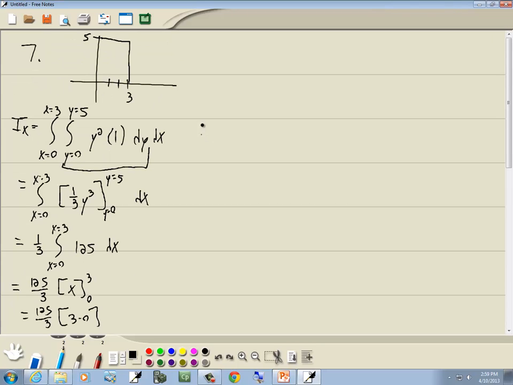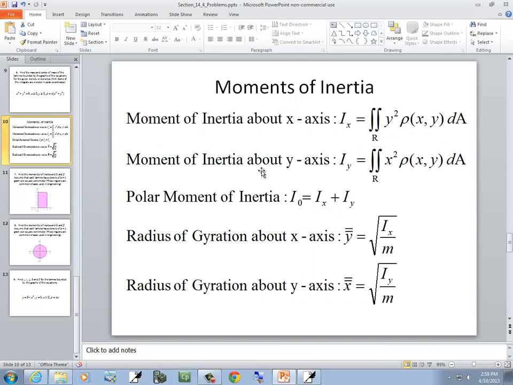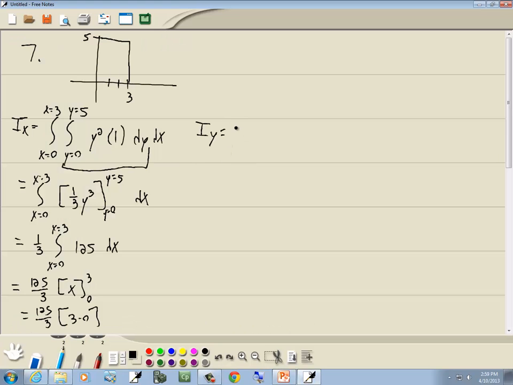Now you'll find that here we're finding the inertia with respect to x, so we put a y squared in here. If we're finding the other one with respect to y, you put an x squared in there. So it kind of flows. So this one, same region of integration, x equals 0 to x equals 3, and y equals 0 to y equals 5. And we're going to put an x squared in here, times rho, which was 1, dy dx.